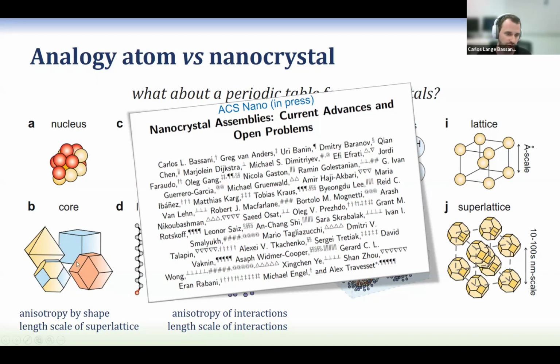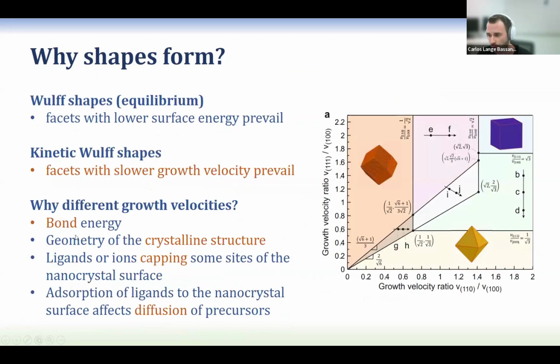What I want to focus on here is this core, so why these shapes form, and it's very important to be precise in the shape. This is going to give the anisotropy of interactions between these nanocrystals, and will also dictate the length scale of the superlattice. And well, why do shapes form? The prevailing idea in the literature is the Wulff shapes. This is an equilibrium hypothesis. So these facets will form in order to prioritize facets with lower surface energy, with lower surface tension.